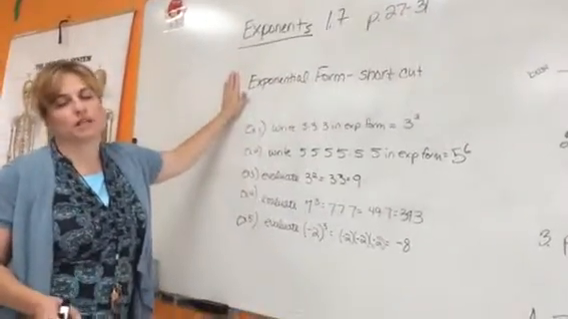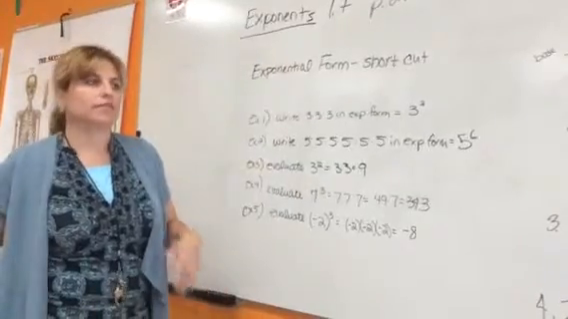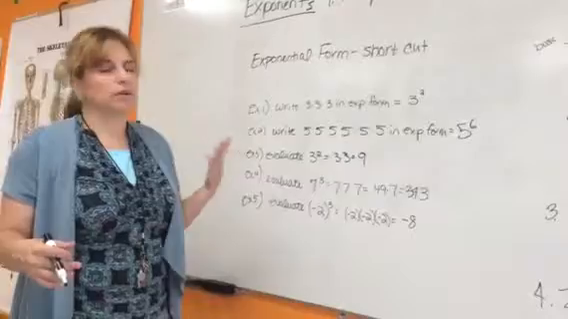Exponential form is just a way to do a shortcut. We don't want to write 5 times 5 times 5 times 5 times 5. It's just an easier way to write 5 to the 5th power or whatever.